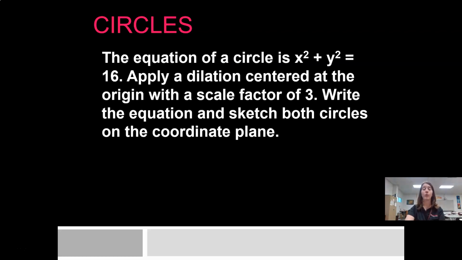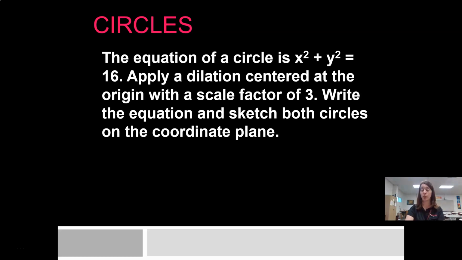The equation of my original circle is x squared plus y squared is equal to 16. We're going to apply a dilation. It's still centered at the origin, like we talked about in lesson 84, and my scale factor is 3. So my new circle is going to be 3 times as big as the original circle. We need to write the equation of this new circle, and then we're going to sketch them again on the coordinate or on the Cartesian plane.